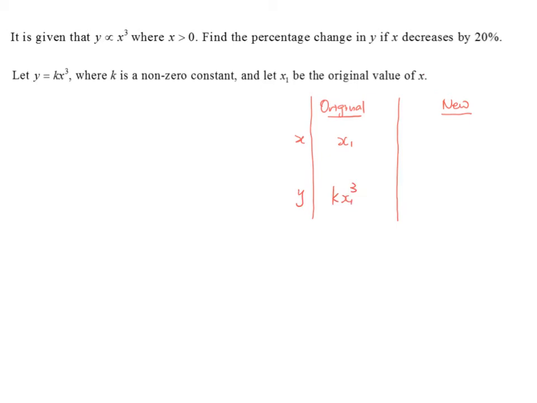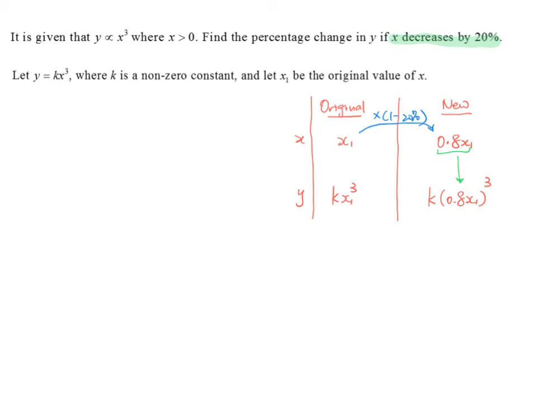Now, there is a change to the original value of x. It decreases by 20%. So the new value of x would be 0.8 x1, because from here to here it decreases by 20%. So if the new x is 0.8 x1, what is the new y? I just put this whole thing, all substituted into the place of x. So it will be like this, because this whole thing goes into whatever the x is. It's like a function, right?